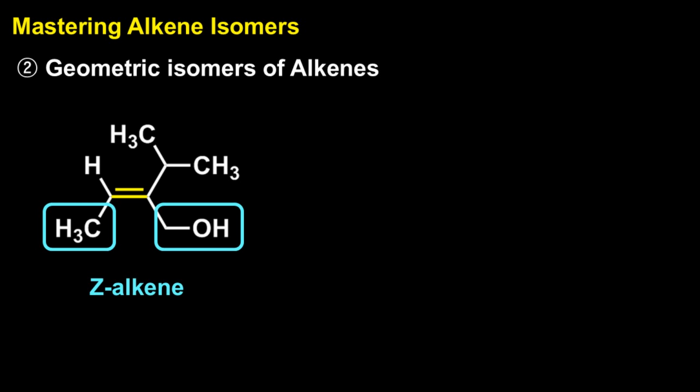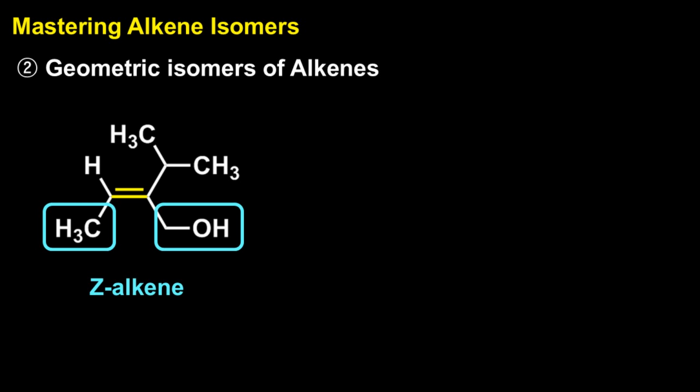In this structure, the 2 highest priority groups, the methyl group on the left and the hydroxymethyl group on the right, are on the same side of the double bond. That means it's a Z alkene. This shows exactly how the EZ system helps us clearly describe the geometry around a double bond.